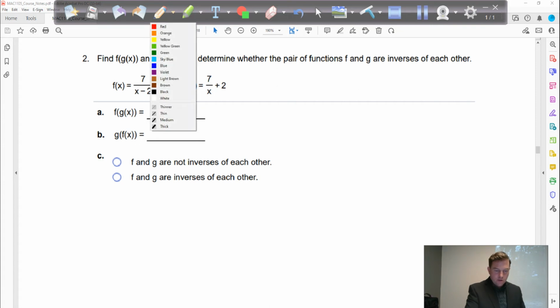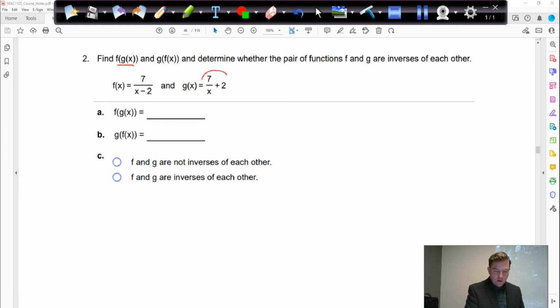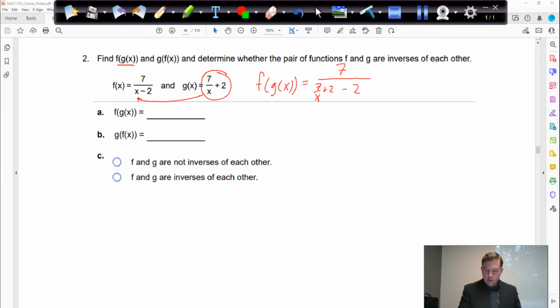So problem 2, they want us to do the same sort of thing. They want us to plug g into f, so we take all of this g stuff and plug it into the f function. So that would be f of g of x. The only thing that changes, we have 7, we have 7, we have minus 2, division, division. The only thing that changes is all of this stuff is going to replace that x, so we get 7 over x plus 2. And we can see that these 2's are going to cancel, so this is 7 over x.